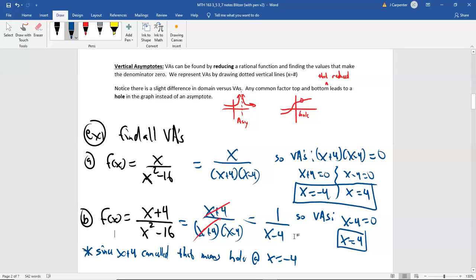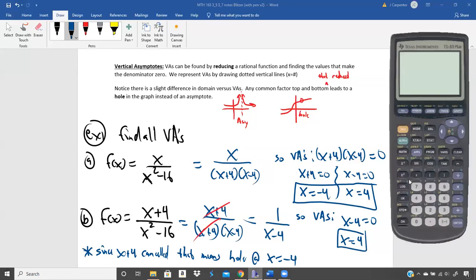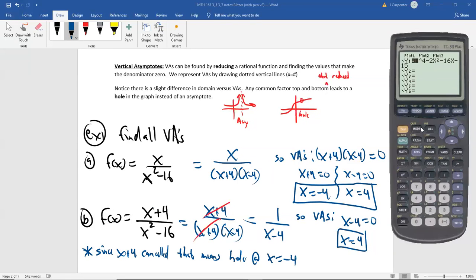because of the cancellation. So maybe you're not trusting me. Let's graph these two and see if you can tell by the graph that one's a vertical asymptote and the other's a hole. So let's do A first. X divided by, now with the division and the bottom having multiple terms, I need a parentheses. X squared minus 16. Close it. And actually I need to change the zoom. 6.